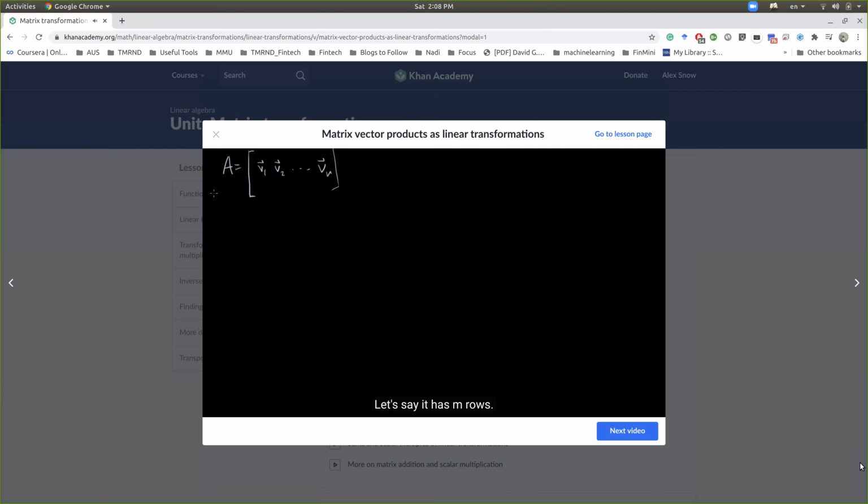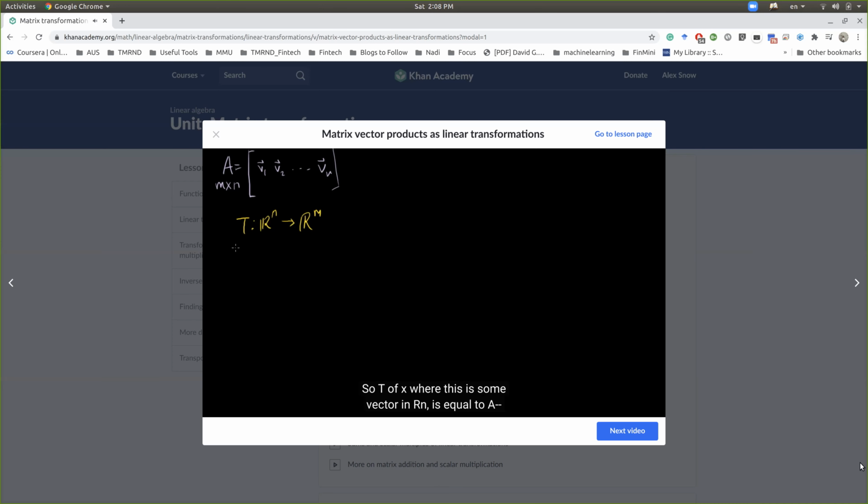Let's see, he has m rows, so it's an m by n matrix. And let's say I define some transformation. Let's say my transformation goes from Rn to Rm. This is the domain. I can take any vector in Rn and it will map it to some vector in Rm.